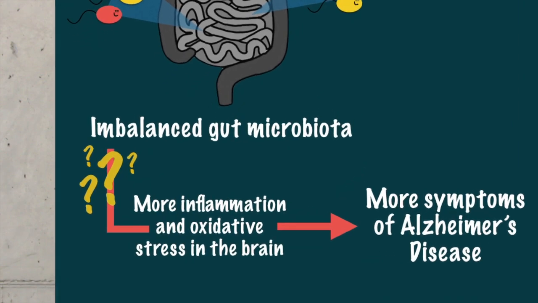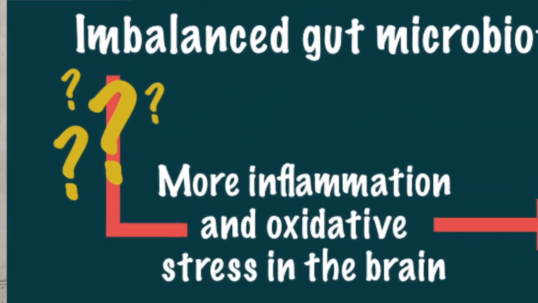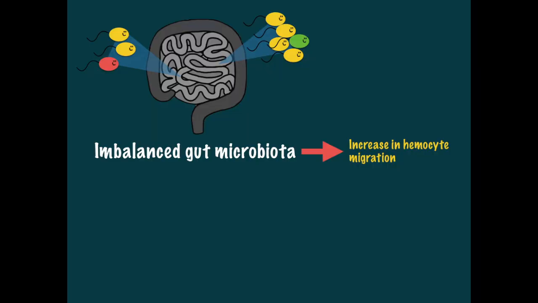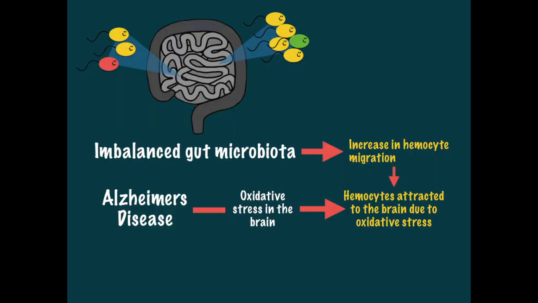But how does the signal get from the gut to the brain? How do these two organs communicate with each other? So what these researchers suggest is that when there is an imbalance in gut microbiota, this increases the ability of migration of certain immune cells, specifically hemocytes, which are cells that protect the organism against infections by eating particles or bacteria that may be harmful. So these hemocytes migrate all the way from the gut to the brain, and this is because they are attracted to the brain due to the large amount of oxidative stress.